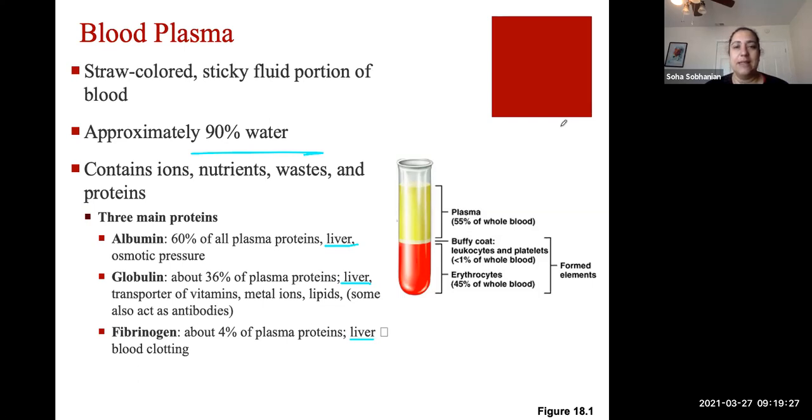Does the concept of the albumin make sense to everybody? This is a typical, guys, don't come back to me and say, oh, we never talked about this. This is a really typical exam question, guys. Either what is the function of the albumin, or why somebody that has liver disease has edema as a sign. And you should be able to connect that to the function of your blood.